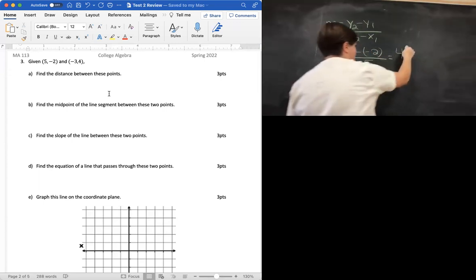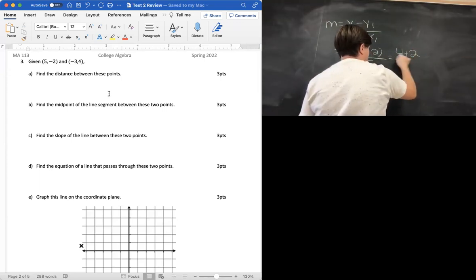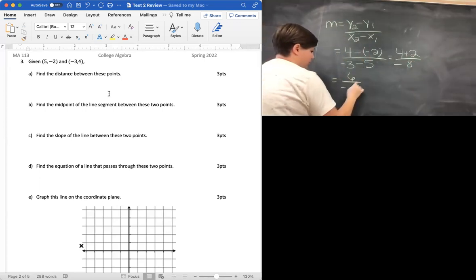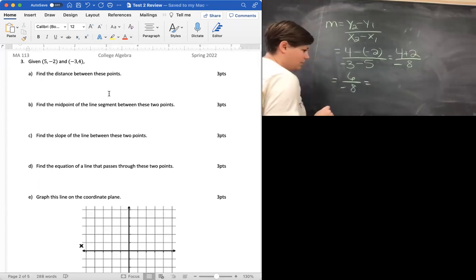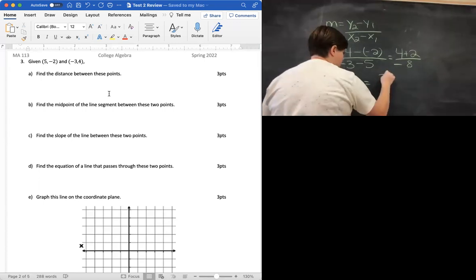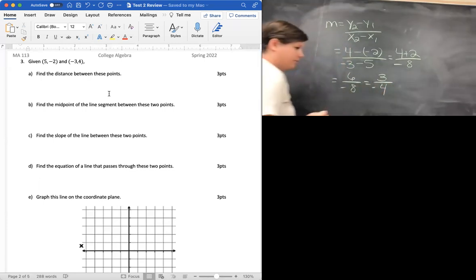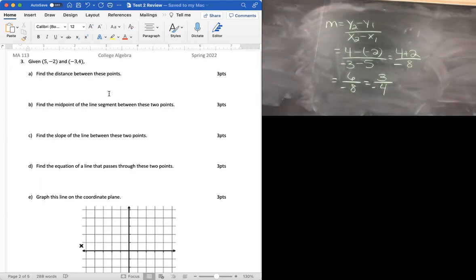Minus and a minus become a positive, all over -8. 6 over -8. They both have a 2 in common, so that'll reduce it down to 3 over -4. So the slope of a line that goes through those 2 points is -3/4.